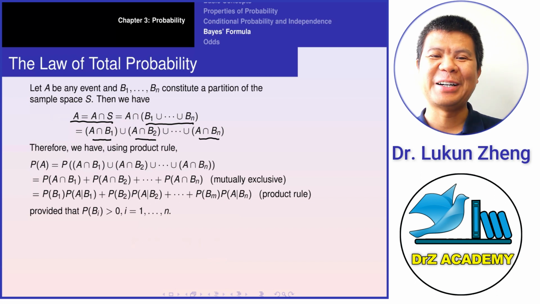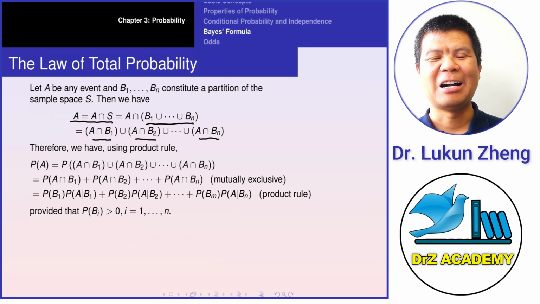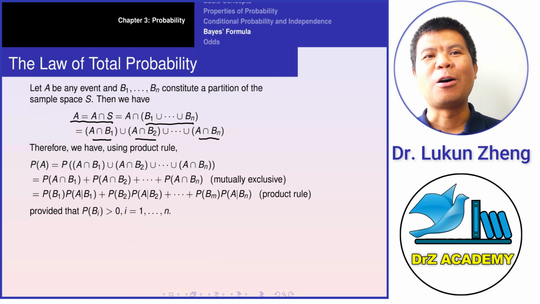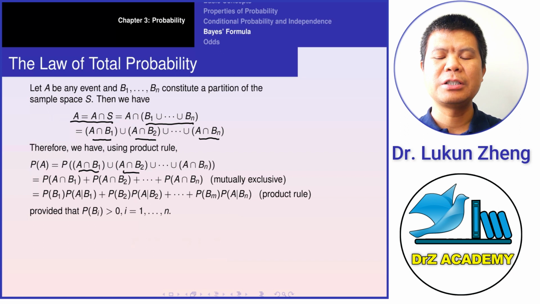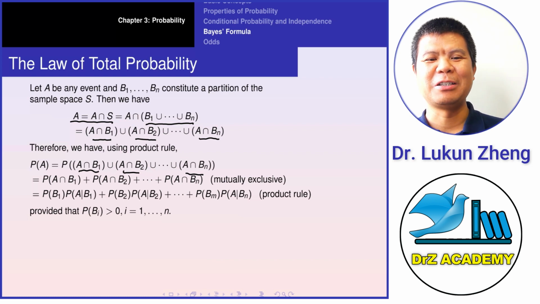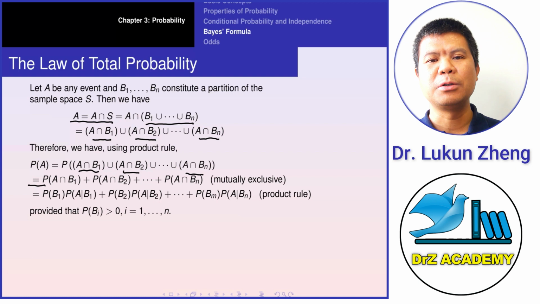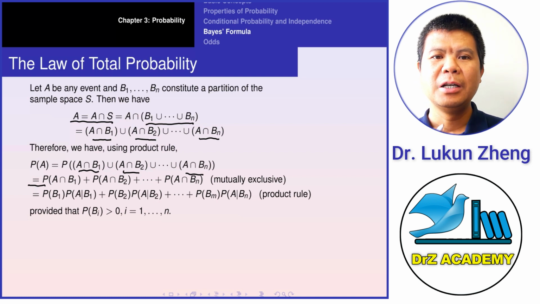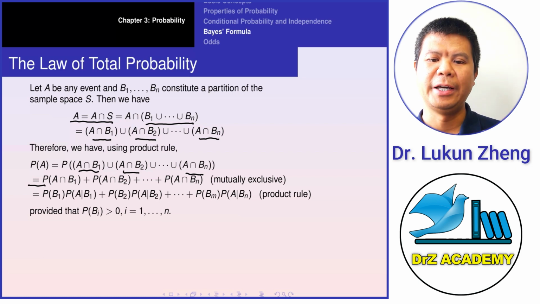However, since B1, B2, ..., Bn is a partition, these Bi's are mutually exclusive. Therefore, these intersections are also mutually exclusive. Since they are mutually exclusive, the probability of their union is a summation of their probabilities. So we have this equation: it equals the probability of A intersect B1 plus the probability of A intersect B2, and so on, plus the probability of A intersect Bn.